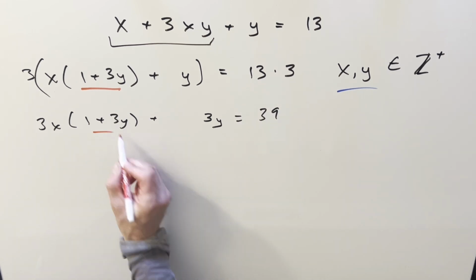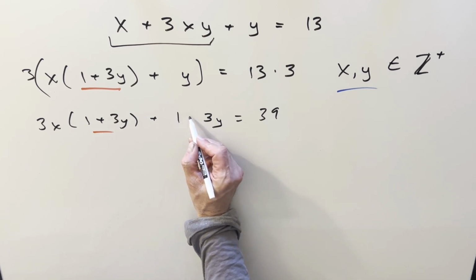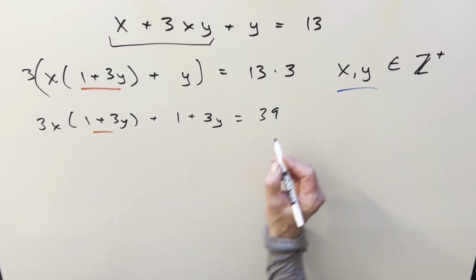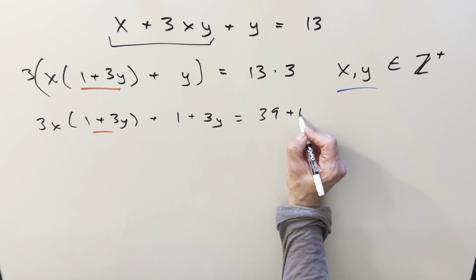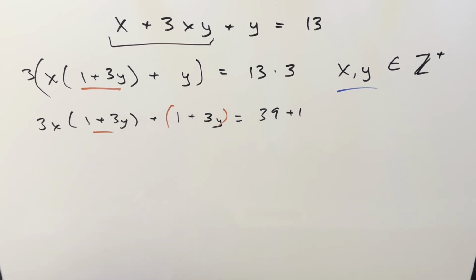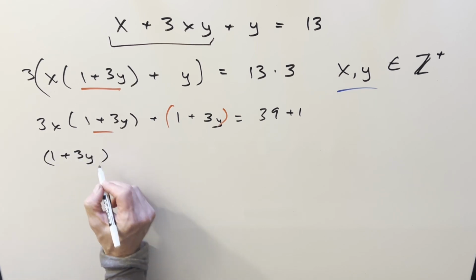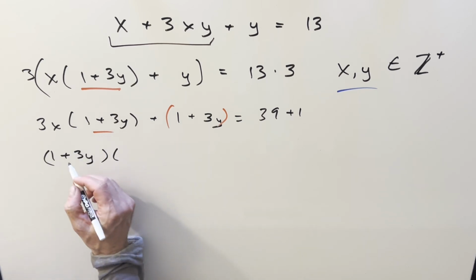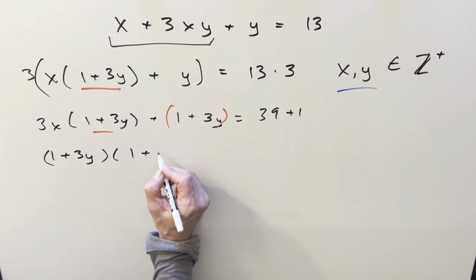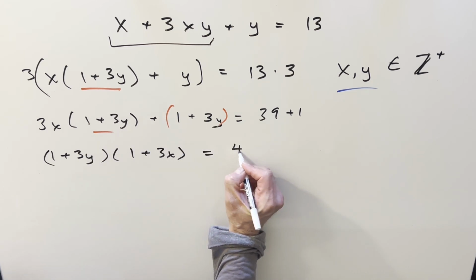Then again, if we want to match that, all I need to do is add a plus 1 on here. So just kind of adding it in the middle there. Don't want to change it, so let's add 1 on the other side. But now we have this term in common on both these things here, so we can factor it out. So I'm factoring out 1 plus 3y. Kind of reorder it, so I could do 3x plus 1. Let's write it as 1 plus 3x, whatever. And then adding this together, we get 40.